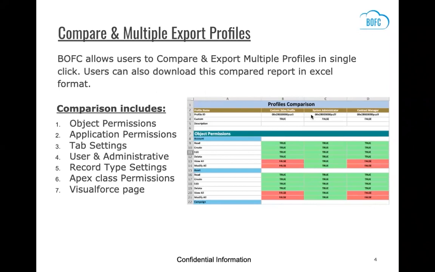So this is how the layout is going to come out in the export. The A column is going to show you all the features which you want to compare. Columns B, C, D, and others will give you each profile's features. In this feature, you can compare your object permissions, application permissions, tab settings, user permissions, record types, classes, Salesforce page permissions. So let's go to the demo of how it works.